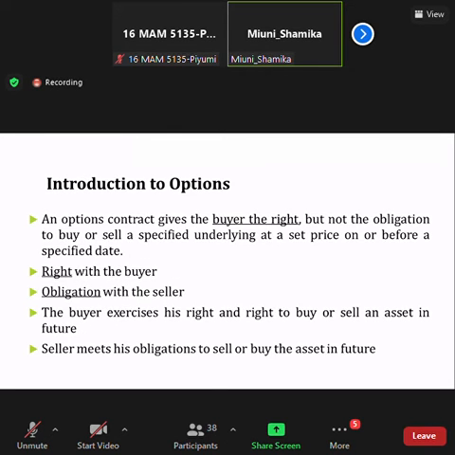So remember, an option gives the buyer the right but not the obligation to buy the seller's specified underlying at a set price on or before a specified date. Now the speciality is this. Option buyer and seller is different from the asset buyer and seller. Like this.